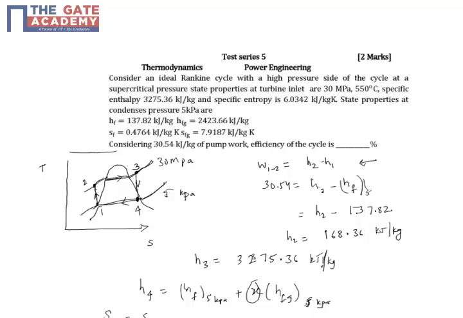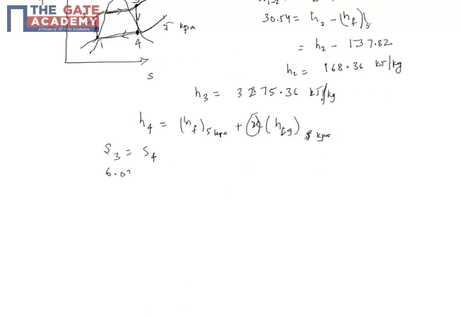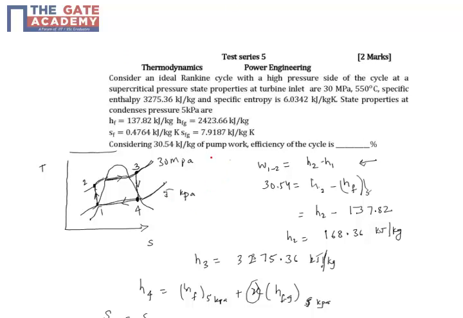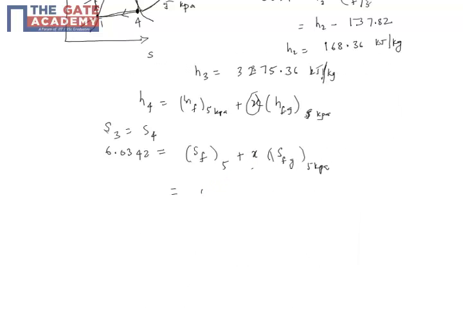S3 is something which is given. S3 is at 30 MPa. The value of specific entropy is given as 6.0342, and S4, again it's a wet mixture, so we can write SF at 5 kPa plus X into SFG at 5 kPa. So this is a complete Rankine cycle problem. So SF at 5 kPa is, let's look at the values, 0.4764, plus X into 7.9187.